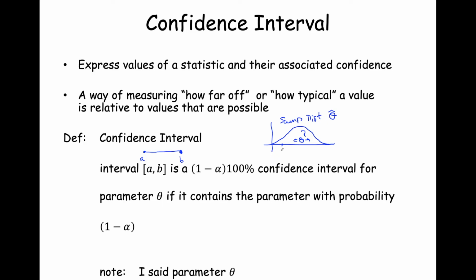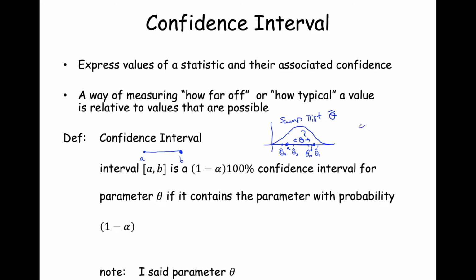Now, each one of these values might be theta 0 that we compute, maybe theta 1 hat is there, theta 2 hat is there, and maybe theta m hat is there. So we get a distribution for our theta hats, our statistic. So if we have an interval, here's A, there's B, and we say that interval AB is a 1 minus alpha confidence interval.